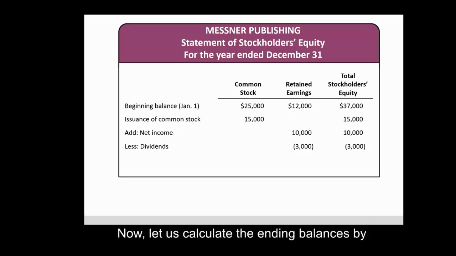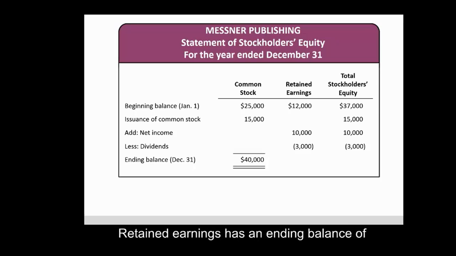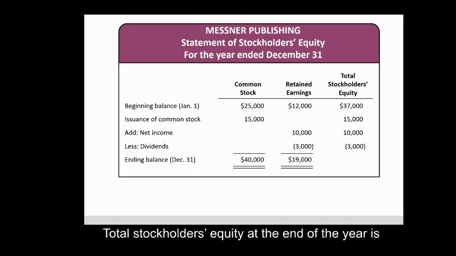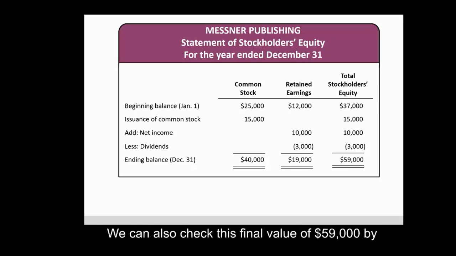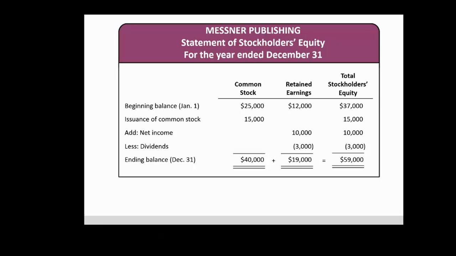Now, let us calculate the ending balances by summing the values in each column. Common stock has an ending balance of $40,000. Retained earnings has an ending balance of $19,000. Total stockholders' equity at the end of the year is $59,000. We can also check this final value of $59,000 by adding the ending balances of common stock and retained earnings.